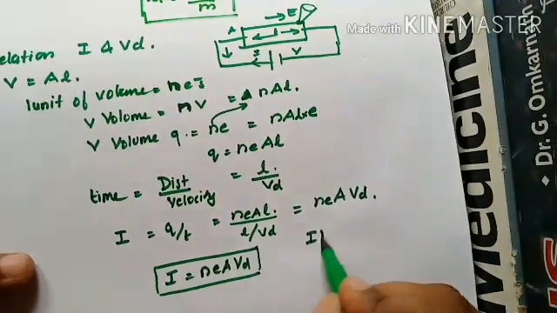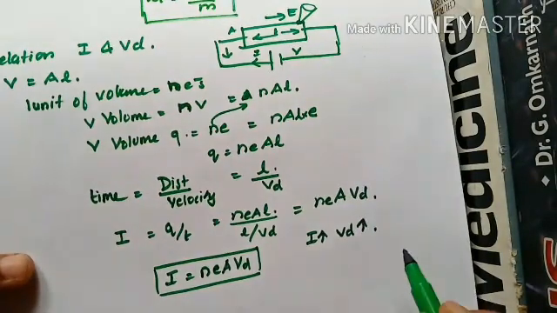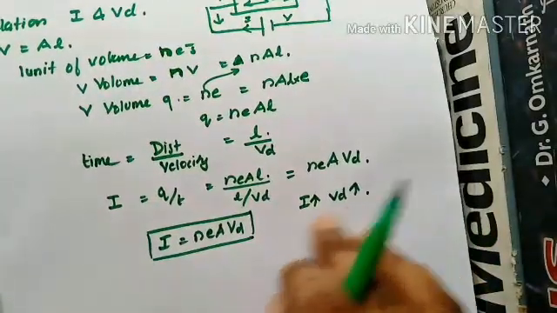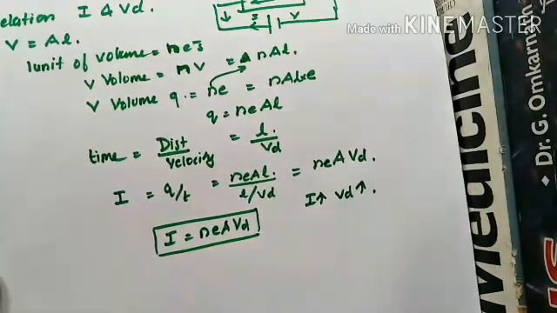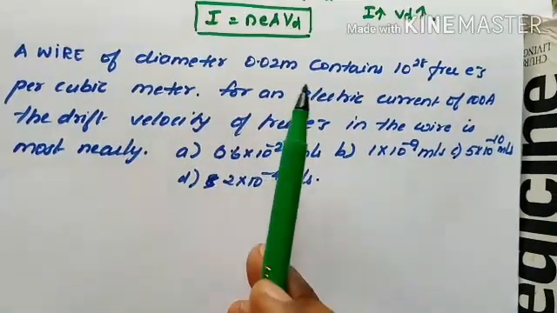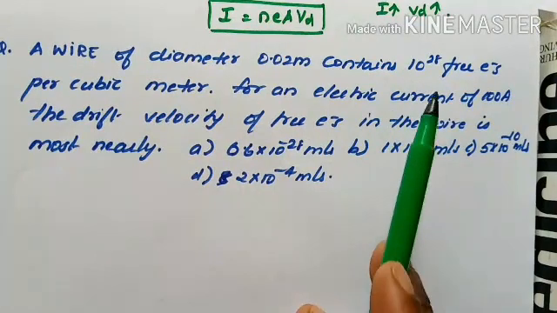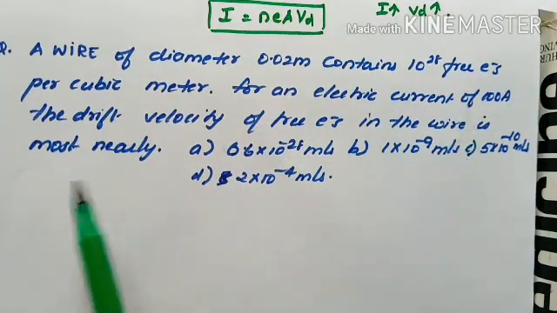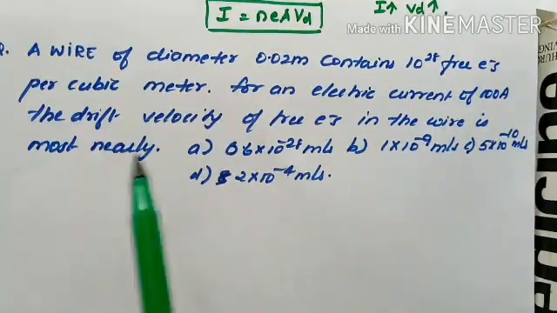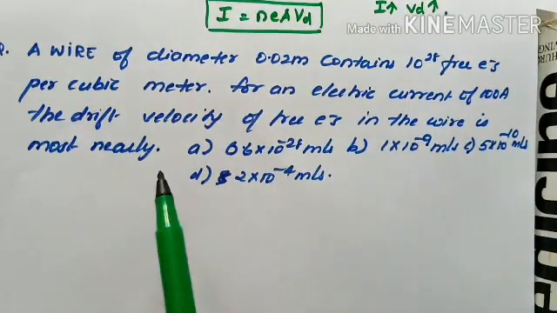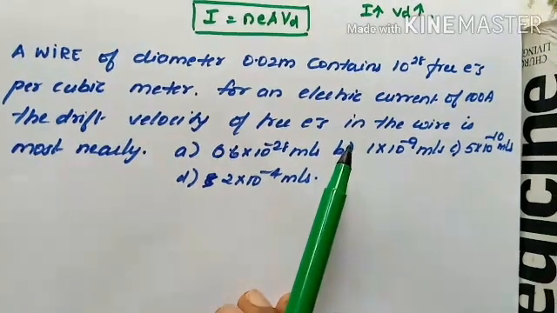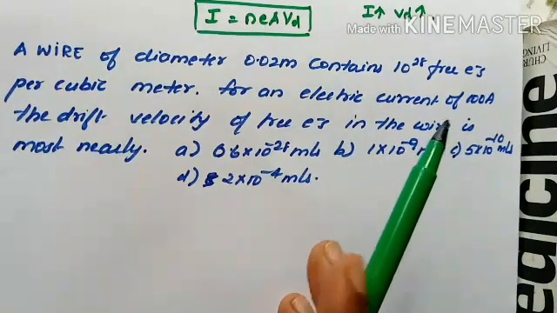This is the relationship between current and drift velocity. That is, when current increases, drift velocity also increases. This much is clear. Right, now we will do a small problem with this equation. The question is, a wire of diameter 0.02 meter contains 10 to the power 28 free electrons per cubic meter. For an electric current of 100 ampere, the drift velocity of the free electrons in the wire is most nearly. You are asked what is drift velocity, that is VD. But you are given some current, so that means I is given.